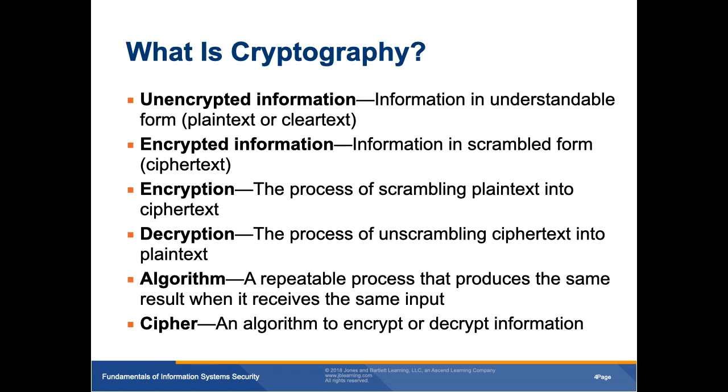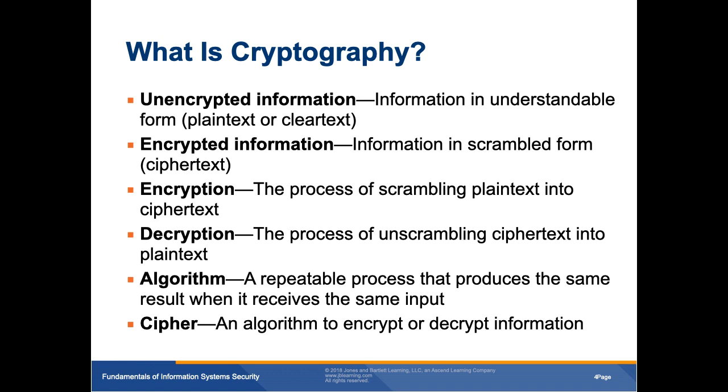So, what is cryptography? It's basically encryption. We have unencrypted information, or plain text or clear text. It's information that we can understand and read. Then you have encrypted information, also known as ciphertext, and that information is scrambled or hidden. It's not accessible to the general population.